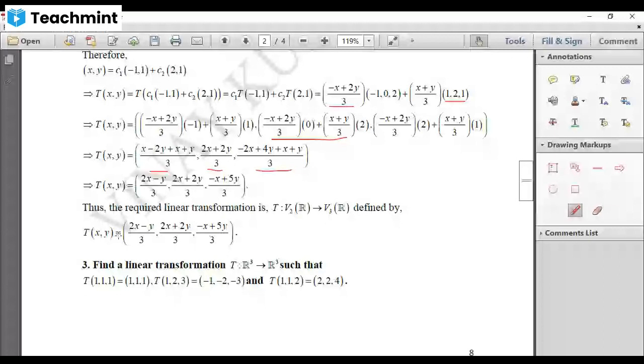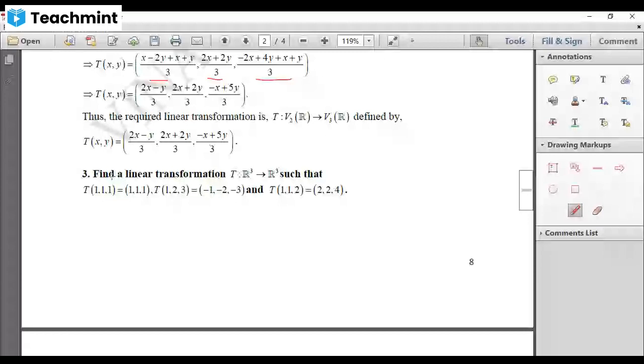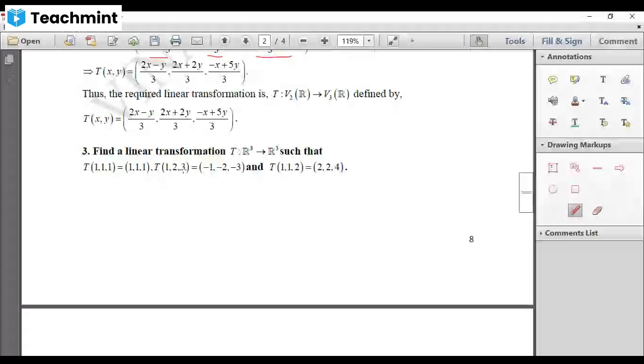Now let us see one more problem. Here, I had given a linear transformation from R3 to R3. That means your domain is the set of all ordered triplets (x, y, z), where x, y, z come from the real number set R. And the codomain is also the set of all ordered triplets (x, y, z). Now they had given the image of 3 vectors: image of (1, 1, 1), image of (1, 2, 3), and image of (1, 1, 2).